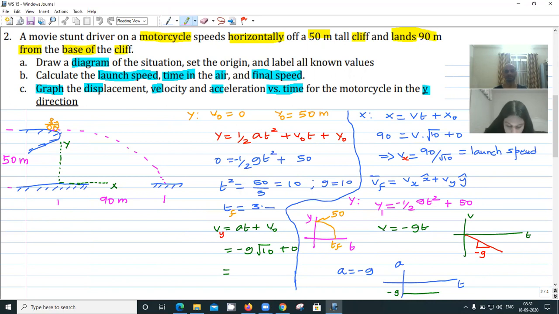Okay. And this equation y equal to minus half gt square. It's a parabola, and it's an inverted parabola, so it'll be like this. Yeah, yeah, I drew the graphs and everything.